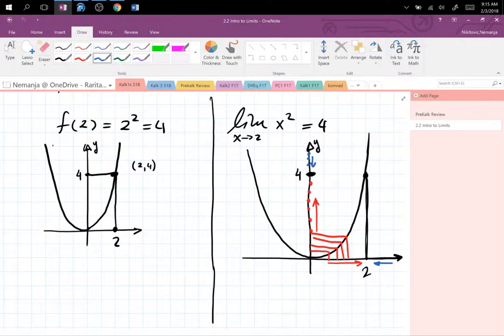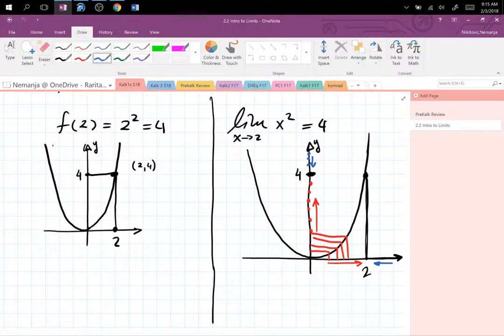So we actually never ever computed at 2. We computed at all of the infinity of the points around 2, and we never computed at 2. And that is what makes this concept so powerful. Because if that point was not there, the (2, 4) point, no one cares, because we never used it to compute anything.